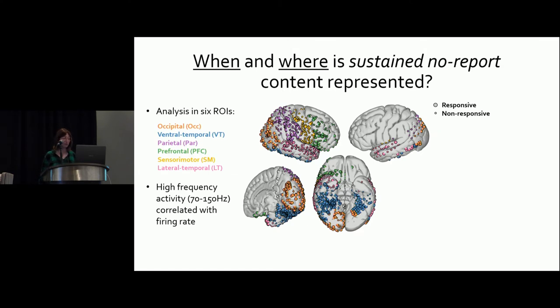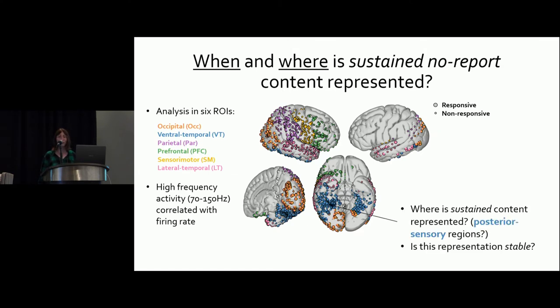So at this point, it wouldn't surprise you that we're focusing on two main questions. First, where is sustained content represented, specifically thinking already of posterior sensory regions, and we ask if this is stable and indeed corresponds to the ongoing percept. And second, we asked, will the prefrontal cortex still represent visual content even when no report is required? Now, thanks to the adversarial collaboration, we know that these map quite nicely to the predictions of IIT and GNW. So that's already one important contribution made by them. Now, in both of these cases, we looked at representation at two levels: at the level of visual category and at the level of single exemplars.